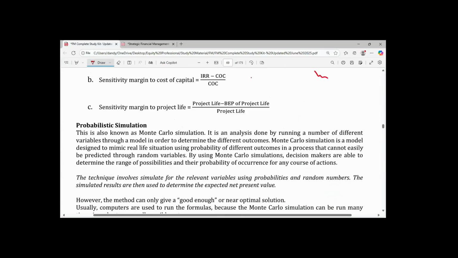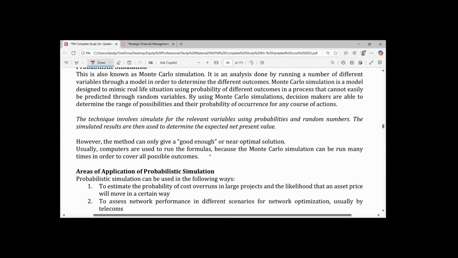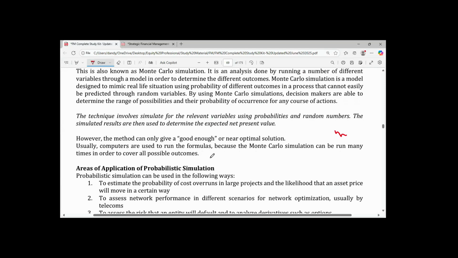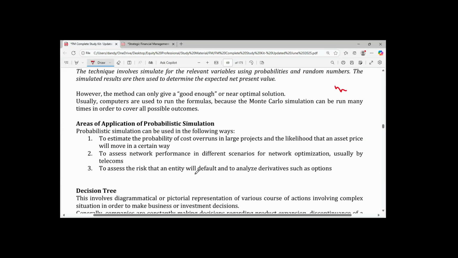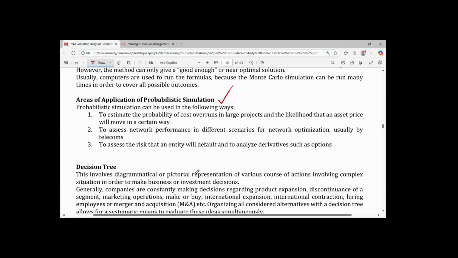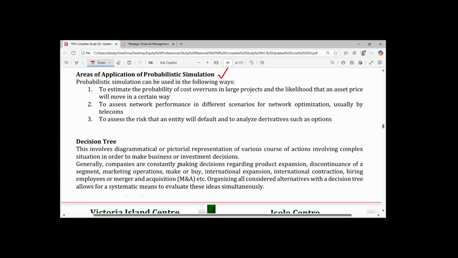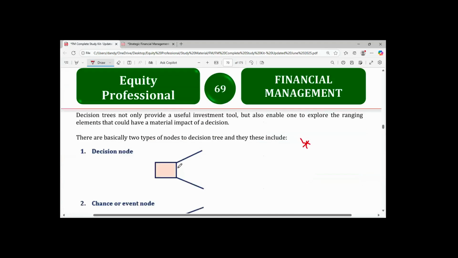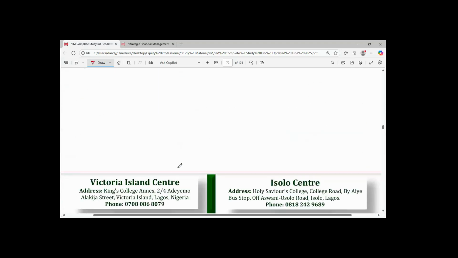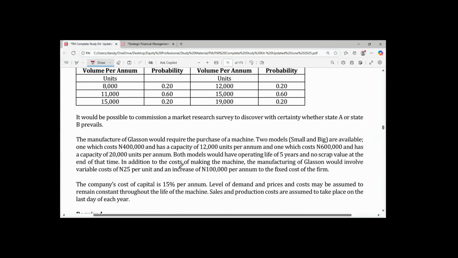You can read more about simulation in this material. On the high level, that's what I just explained to you. And these are the areas of application of simulation. So you can read it through to gain more insights. Okay, so let's have an illustration on this.